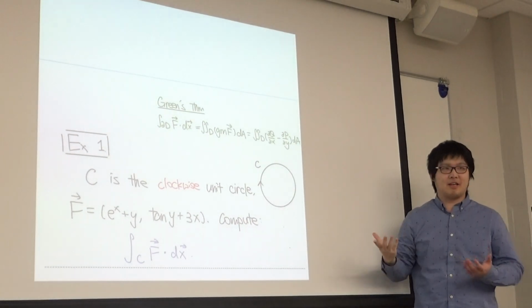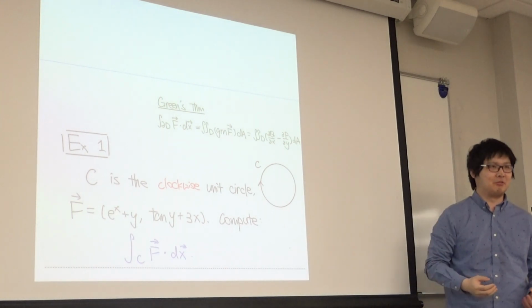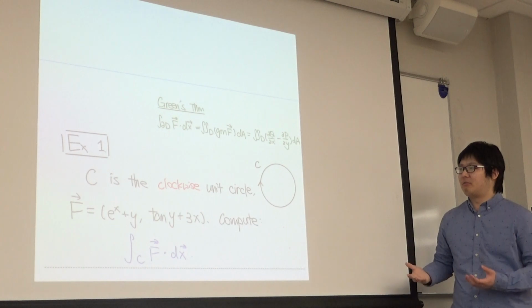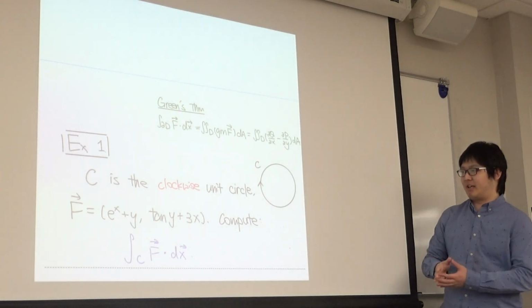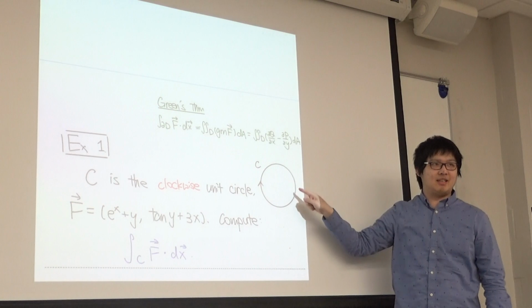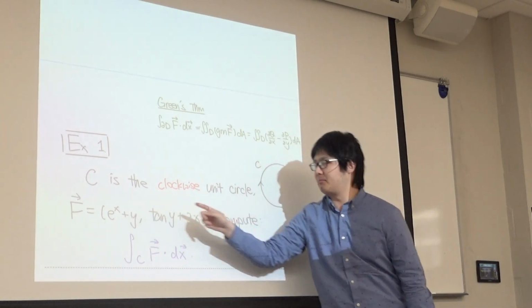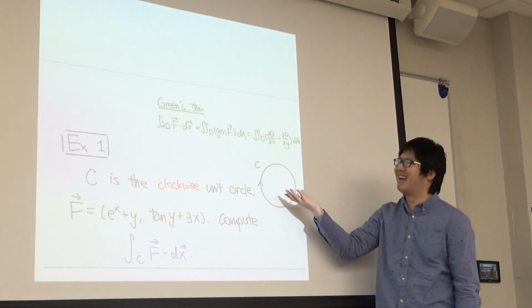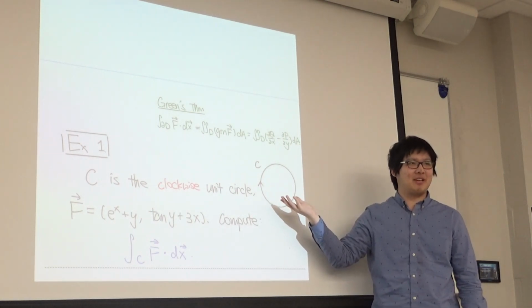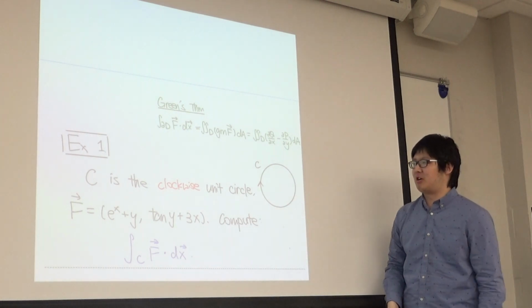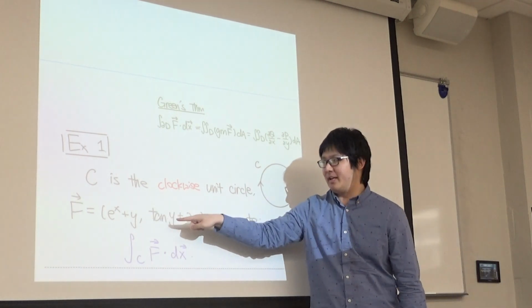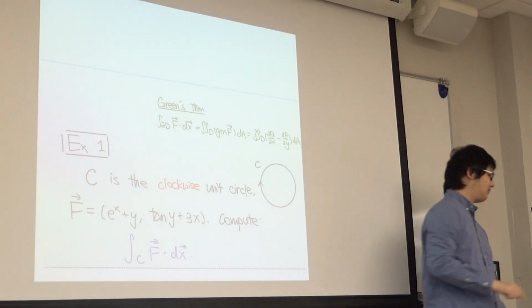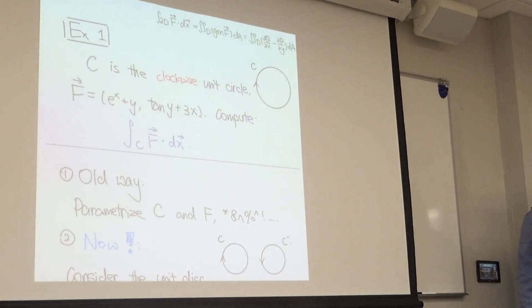Imagine we are living in a world like 2 weeks ago, a world without Green's theorem. What would we do? We would do the standard way: parameterize C, then parameterize f in terms of the parameterization of C, and do the line integral that way. That is troublesome because this is a very complicated function, and you may get something very annoying if you try to parameterize everything. But now we have Green's theorem.